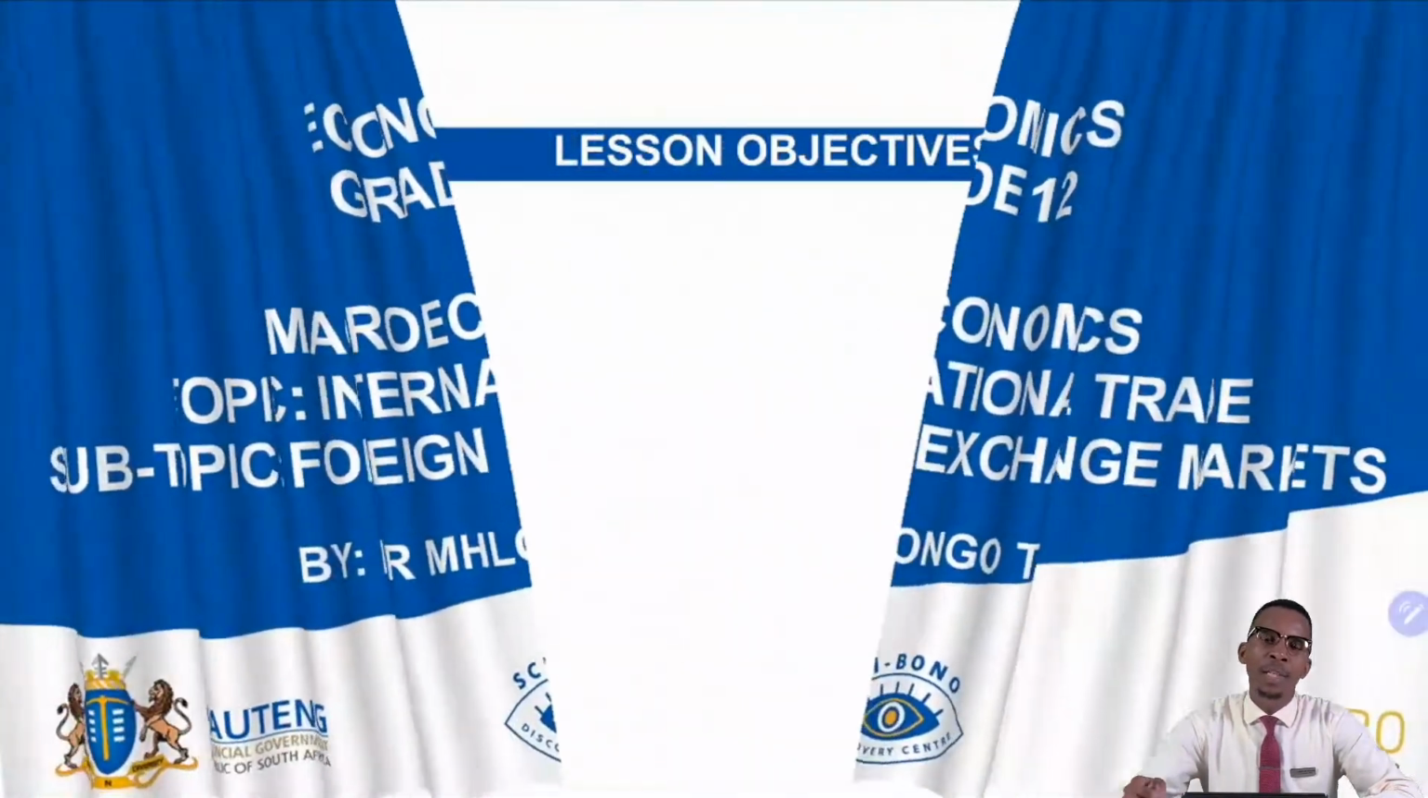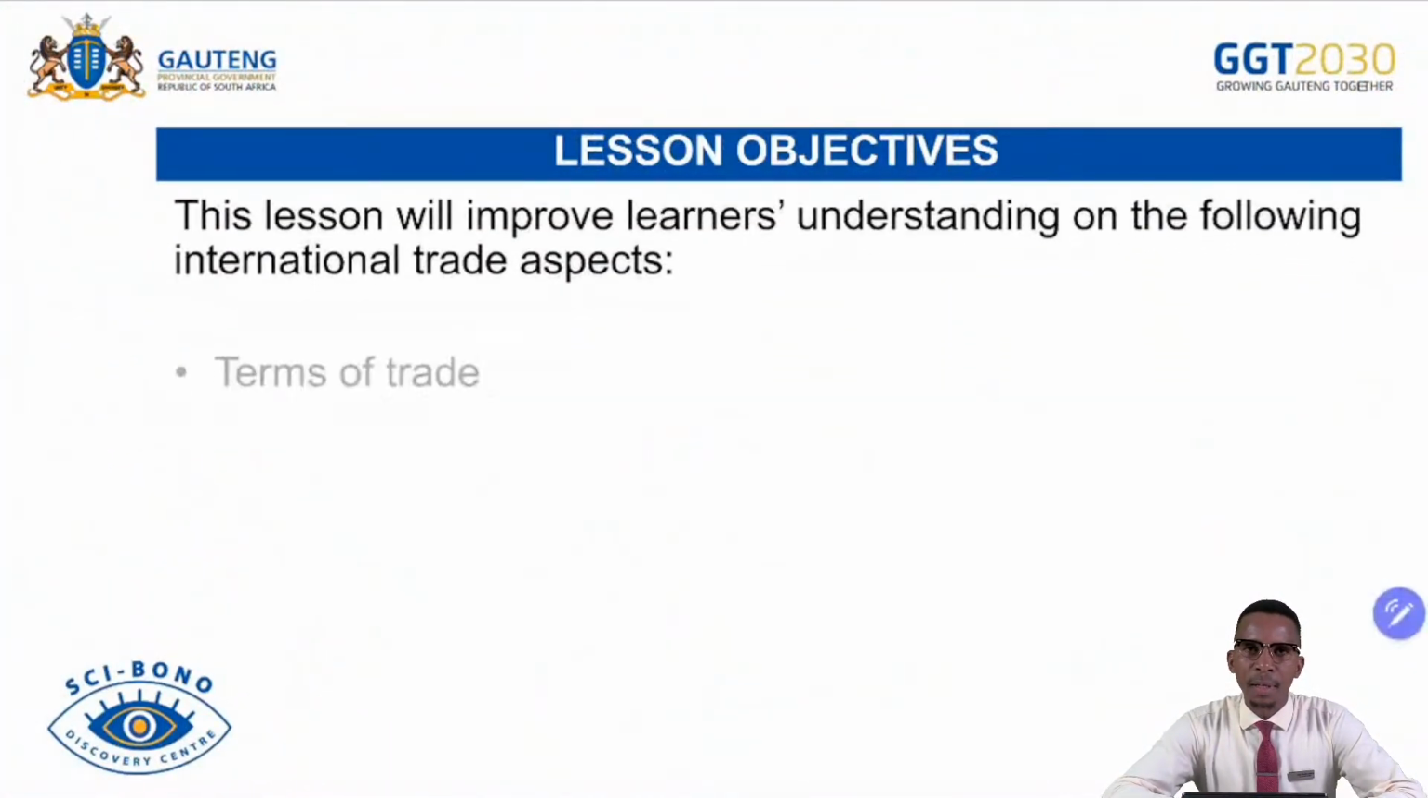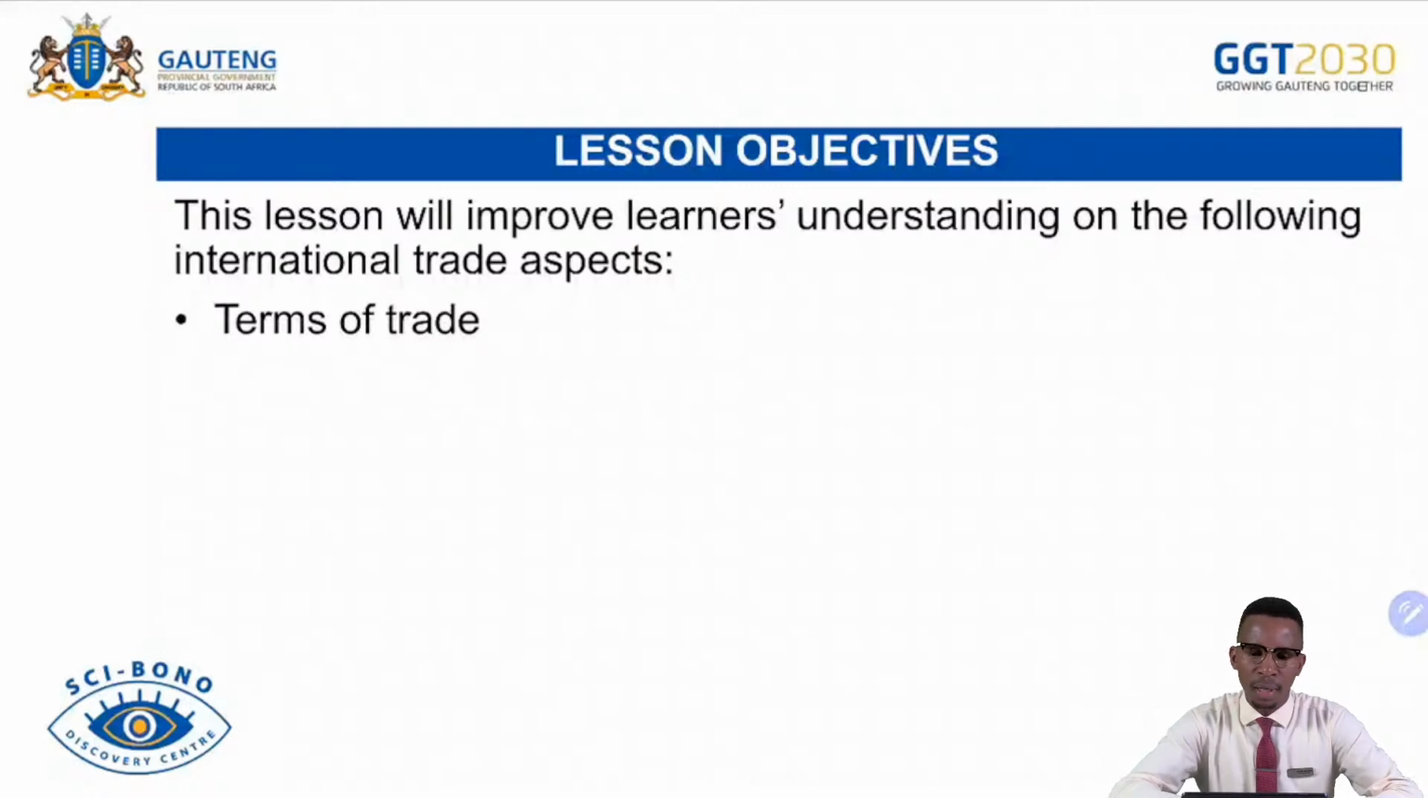These are the lesson objectives that will be achieved during this lesson. This lesson will equip you to understand the following: terms of trade. When we talk about terms of trade, we refer to the index of export prices to the index of import prices. We mainly compare export prices to import prices. They help us see how competitive our exports are in the foreign market.